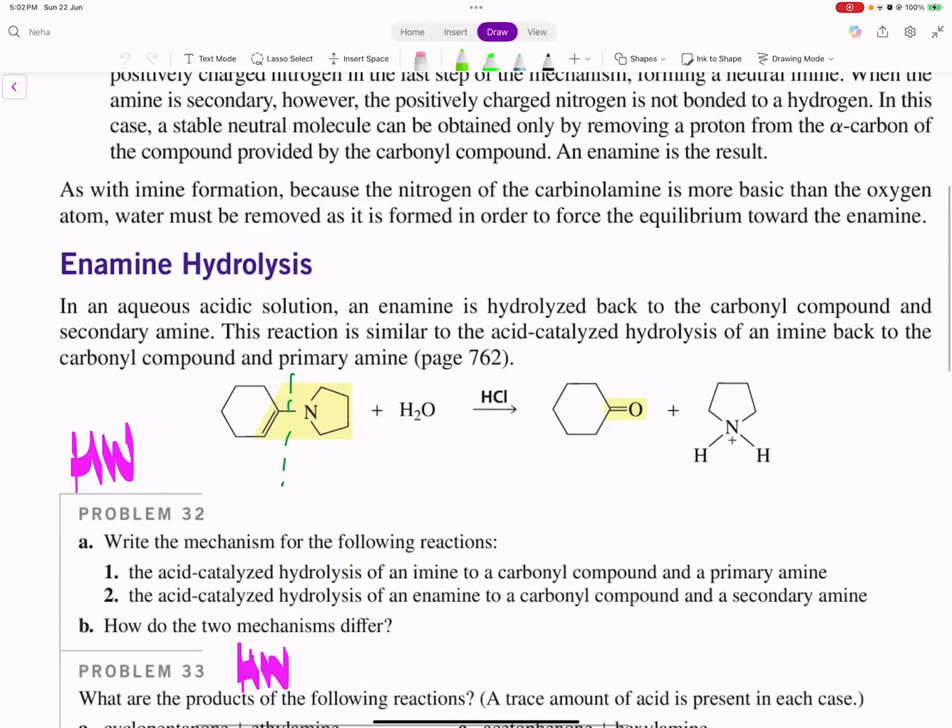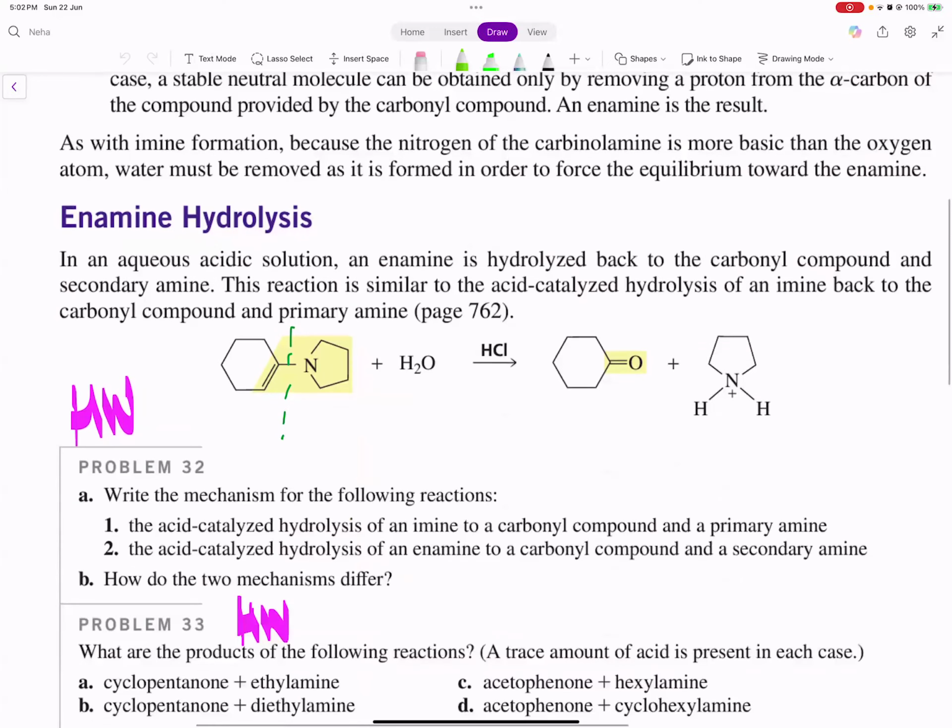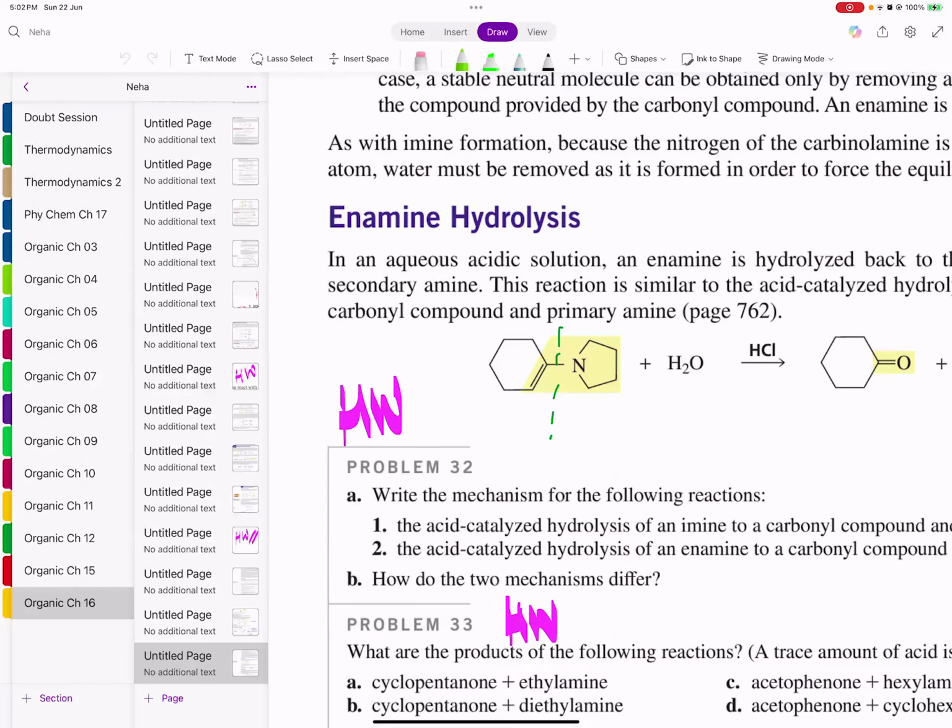So last time we were here, somewhere here, on the enamine hydrolysis. Anyways, I asked that we'll be doing problems, right? Yes, I did all the problems from the previous chapters. You have not sent me what? Yes, sir, I'll send it now. Okay, you can send me now.